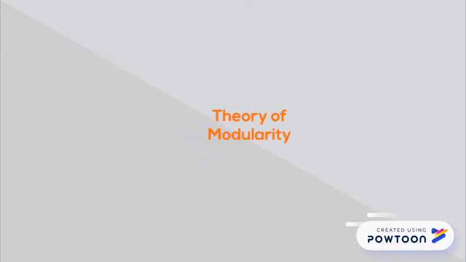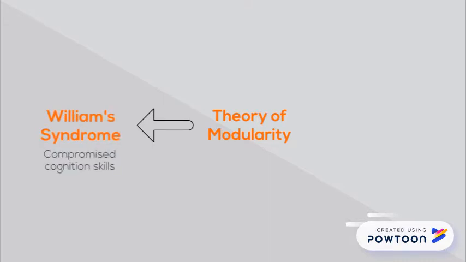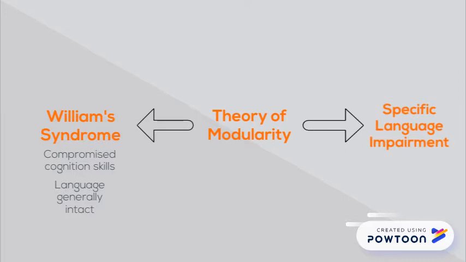Despite these difficulties, however, Williams syndrome actually is consistent with the theory of modularity. Cognition skills can be compromised, but language will generally be intact. Another example along these lines comes from those affected by specific language impairments.